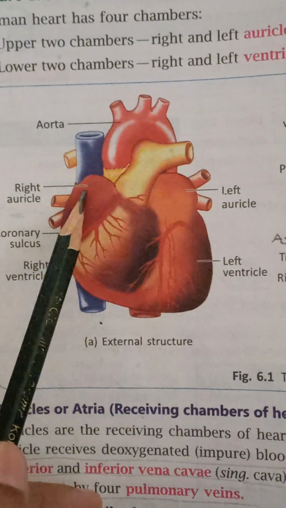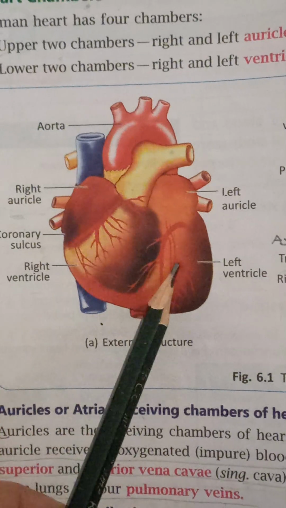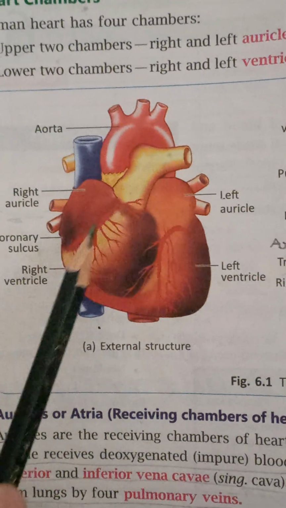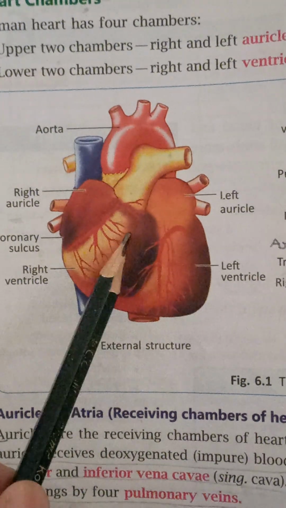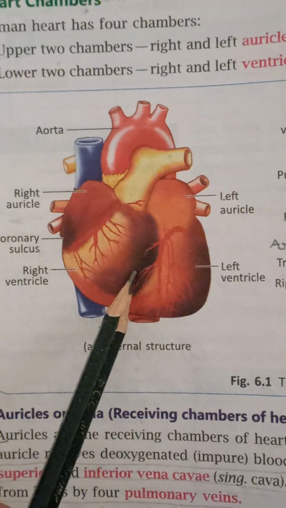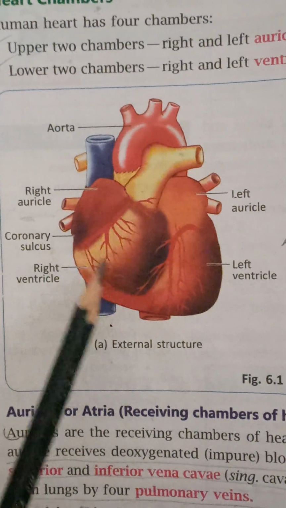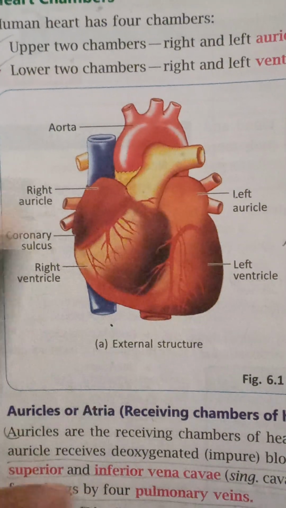They receive the blood from the auricles, the upper chambers, and then they distribute it to various parts of the body. This too we will see later. But first, the structure.